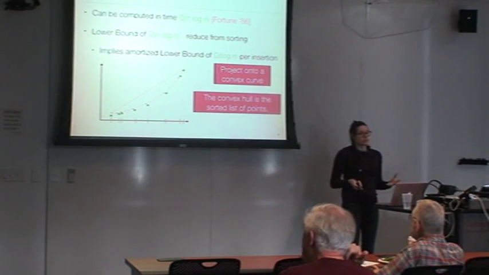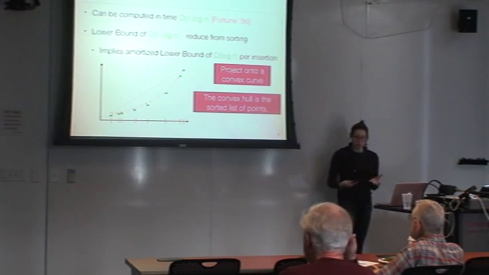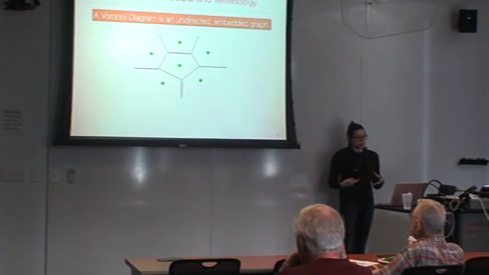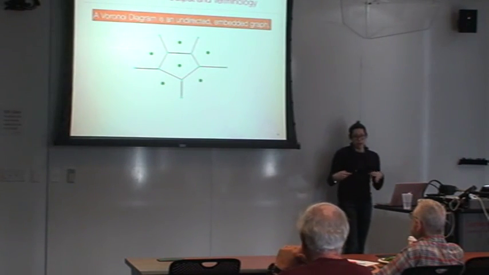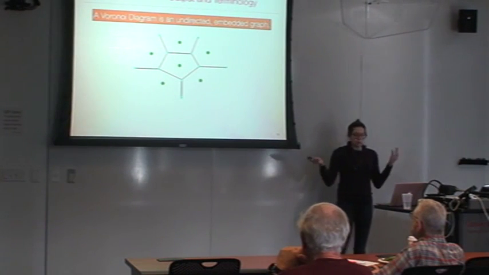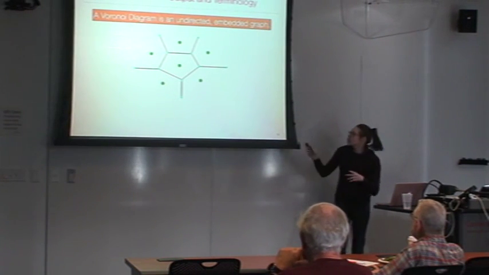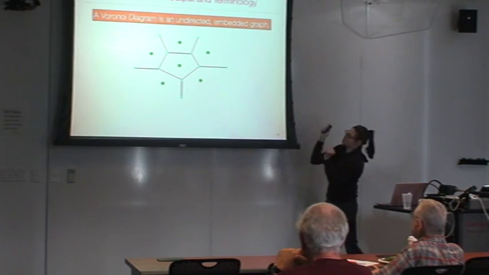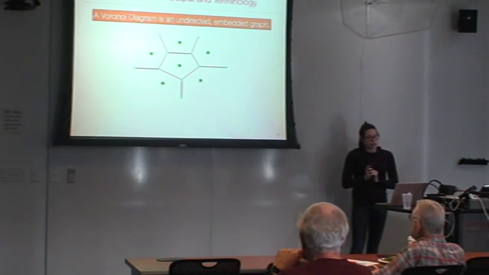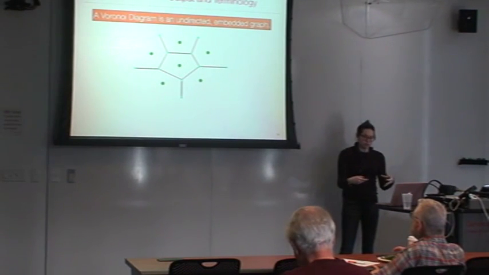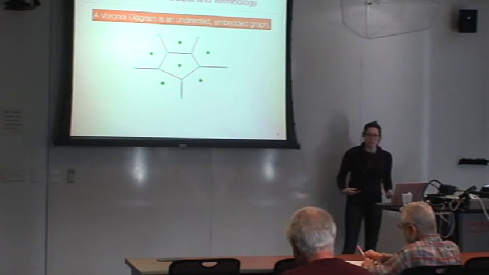Now just to formally define what I mean by a Voronoi diagram, you've seen some pictures of it, but it's an undirected embedded graph, and in this case it's in the plane. So we have a planar graph. We're going to assume it's three regular, aside from maybe these edges that go off to infinity, or I've sometimes drawn the vertex there. And in this case, it's in the plane and all of the vertices have coordinates.